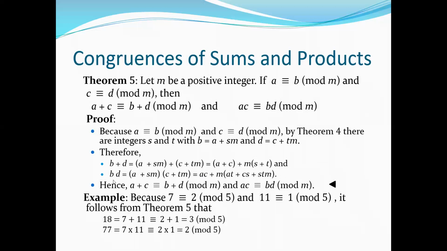Now, let's have an example. 7 is congruent to 2 mod 5 and 11 is congruent to 1 mod 5. Tama ba? 7 minus 2 is 5, mod 5, the result is 0. 11 minus 1 is 10, mod 5, we have 0. So the two equations are correct. Now let's apply theorem number 5.